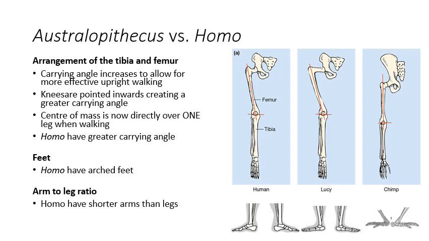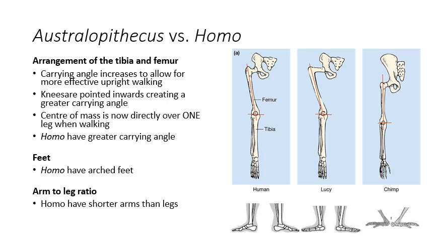The next feature we're going to look at is the arrangement of the tibia and the femur, so the leg bones within an Australopithecus and a Homo. Remember, one of those distinguishing features of the group hominins was that they have the ability to walk upright, or they're bipedal. So we're going to have a look at some of those features that allow them to do that. The main one being the arrangement of the leg bones.